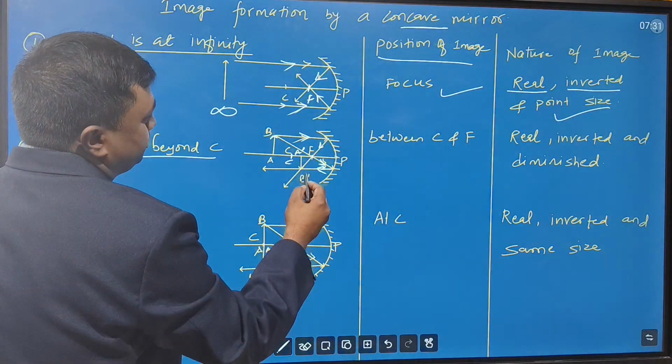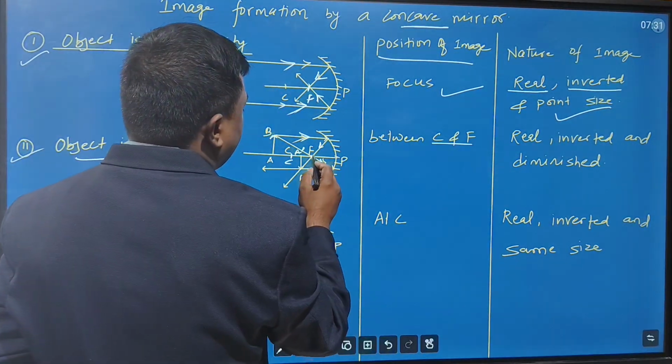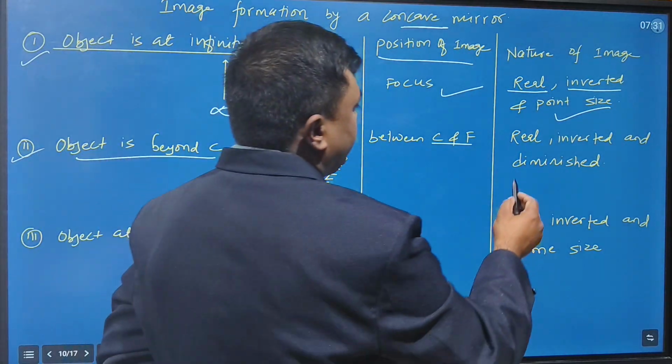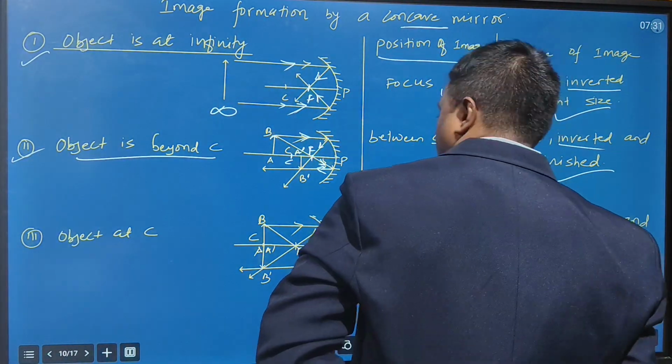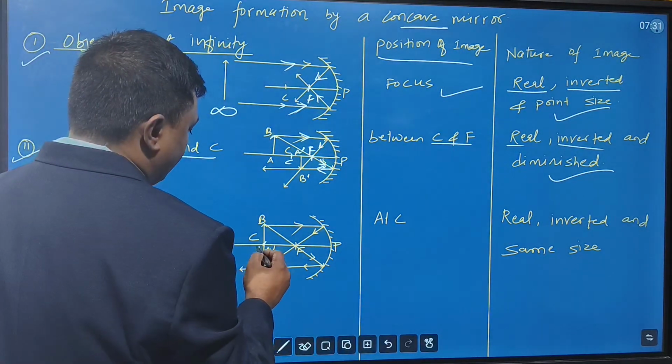So image is what? A dash, B dash. So where is the position of image? Between C and F. Okay, this is it. How is the nature of image? Real, inverted and diminished.